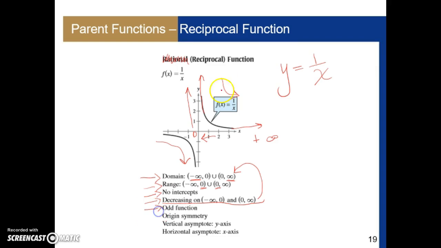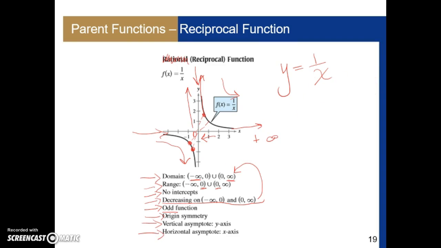It is an odd function because it has point of origin symmetry. Pick any point and reflect it over that point of origin, and it will map you to another point on another part of the graph in another quadrant. So it has point of origin symmetry, which is the definition of an odd function. It does have a vertical asymptote, that is the y-axis, and it does have a horizontal asymptote, which is the x-axis.